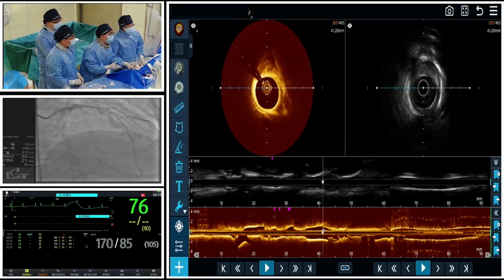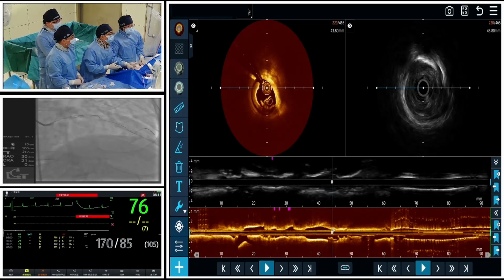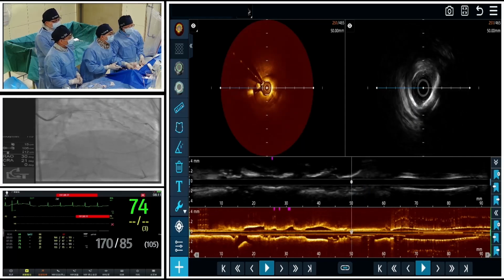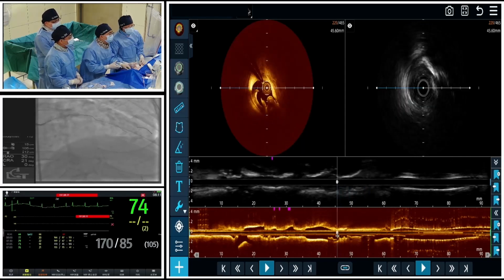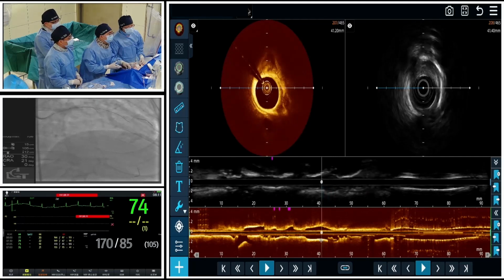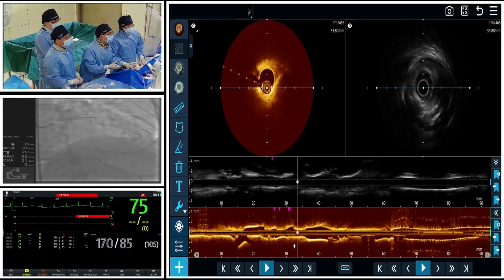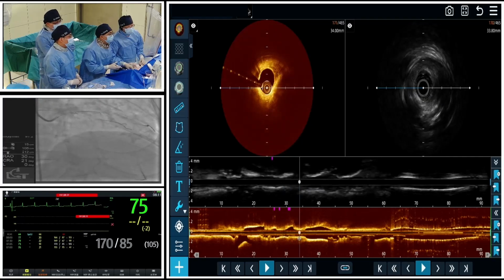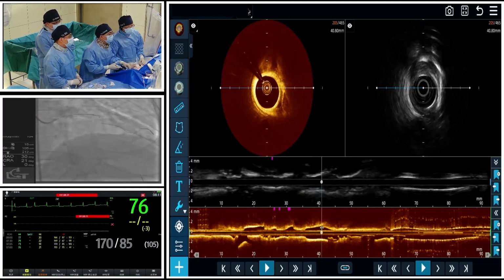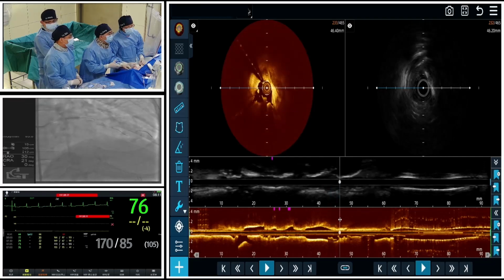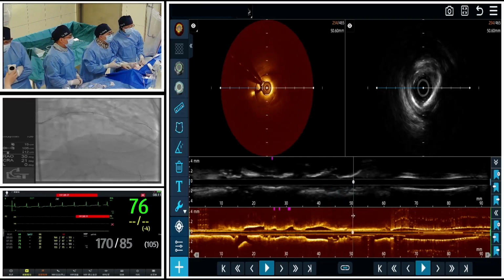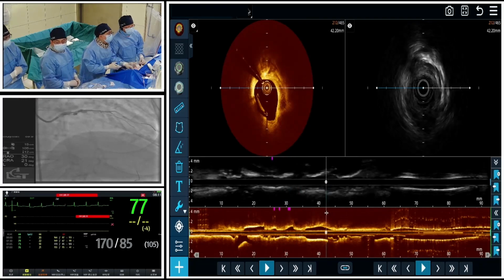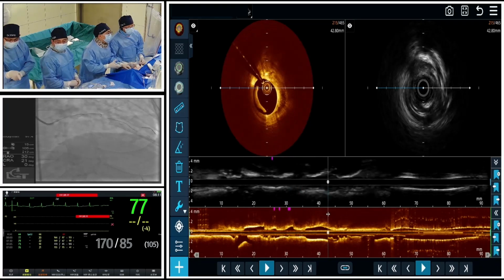And also, if we check very closely at the bifurcation site of the left main, on the contralateral side of the circumflex ostium, there is some superficial calcification. This kind of superficial calcium might influence the stent expansion and also cause some carina shift to the other side. So this is the general idea of the pullback from the distal RCA to the left main. We can see some very thick, eccentric, calcified plaque at the deep side.